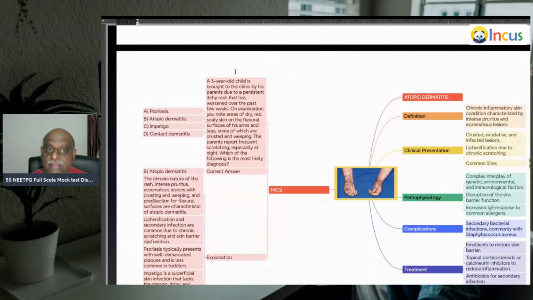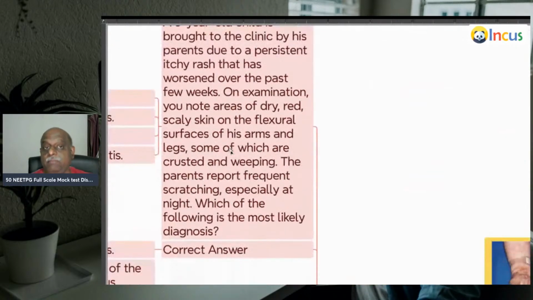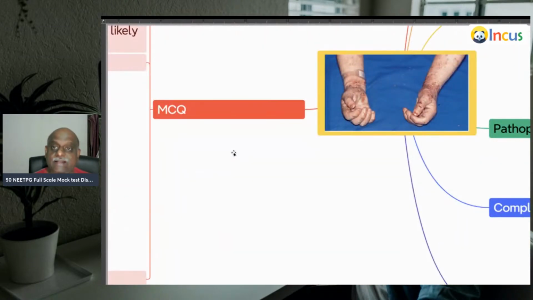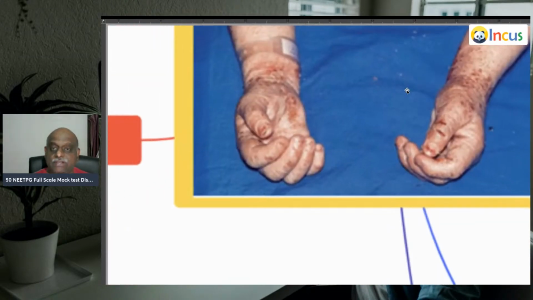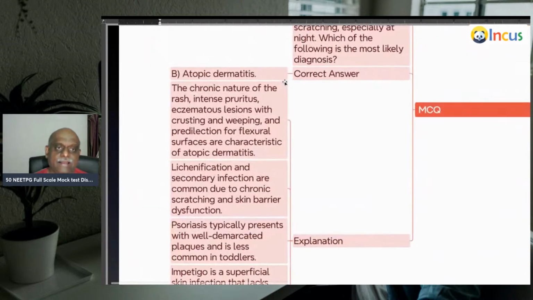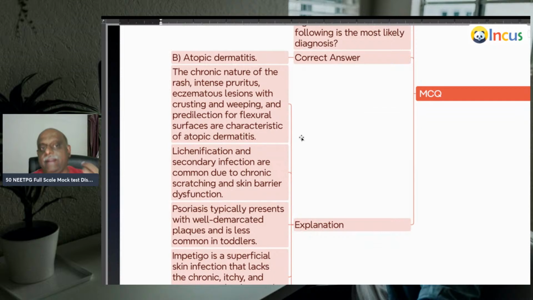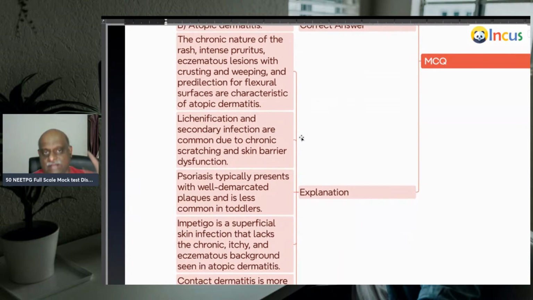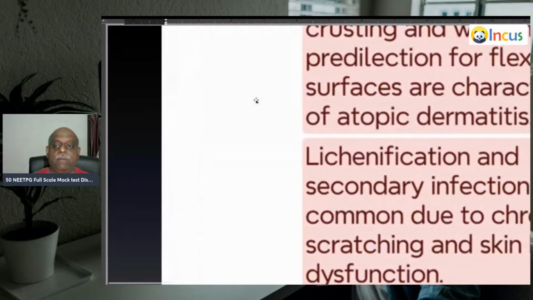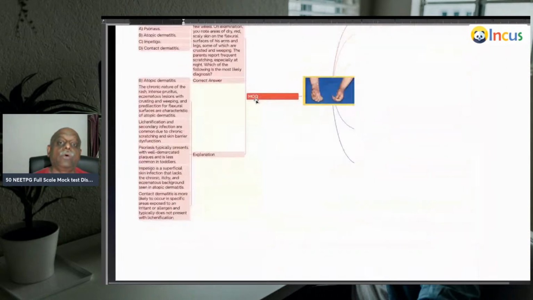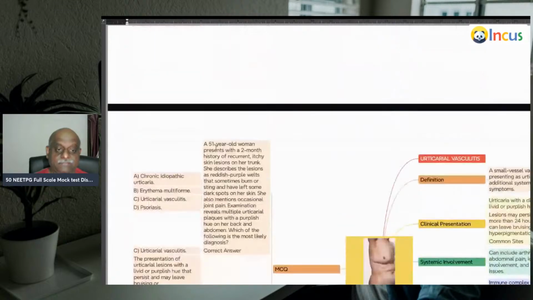A 3-year-old girl is brought to the clinic by her parents due to a persistent itchy rash similar to this. It is actually atopic dermatitis. Chronic nature, intense pruritus, eczematous lesions with crusting and weeping, predilection to flexural surfaces. They are all the characteristic features you need to remember about atopic dermatitis.